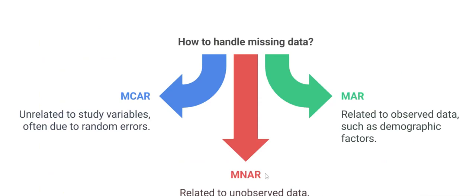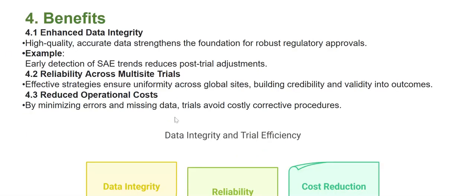And here is a summarizing diagram showing how to handle missing data. Here we have the MCAR, MNAR, and MAR. MCAR, unrelated to study variables, often due to random errors. MNAR, related to unobserved data, often leading to biased results. MAR, related to observed data, such as demographic factors.